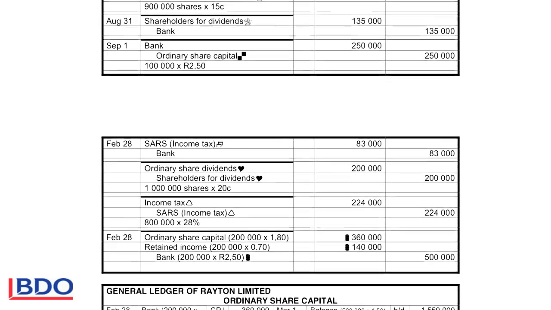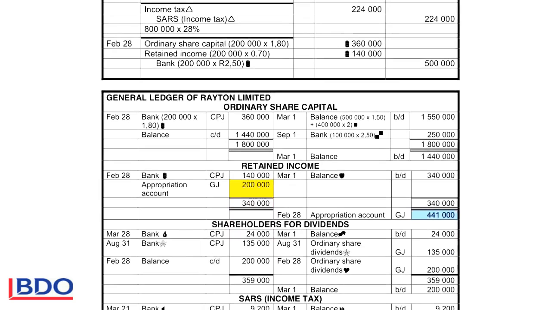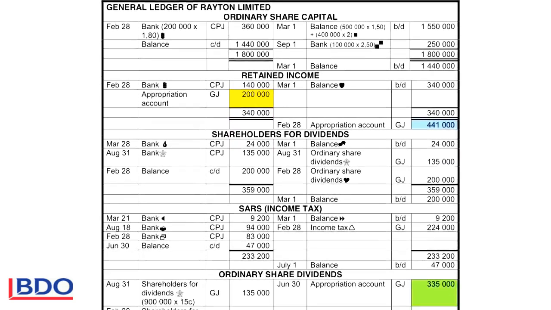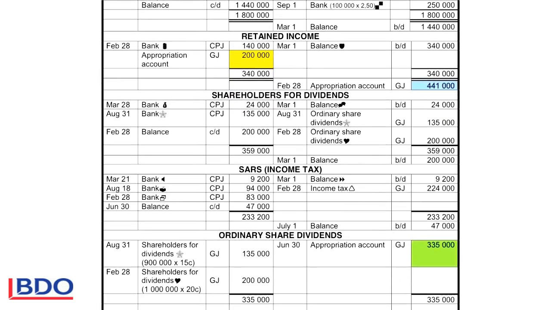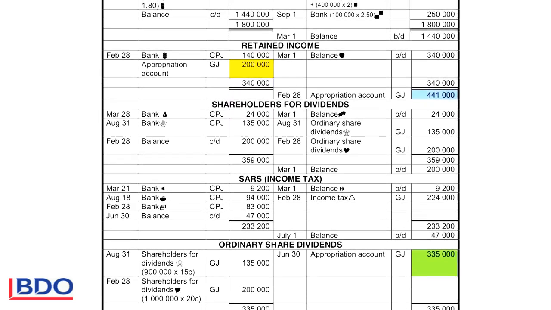In the general ledger, I will show that the amount owed to SARS at the beginning of the year is 9,200, and that amount was now paid, the 9,200, so the amount is not owed to SARS anymore.